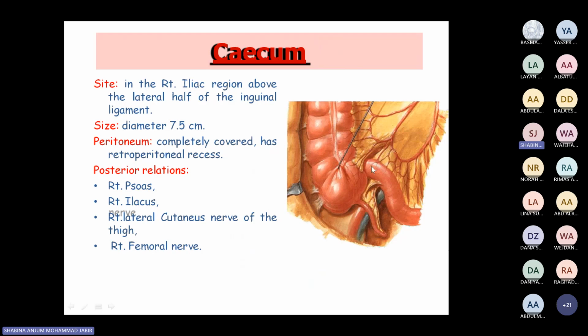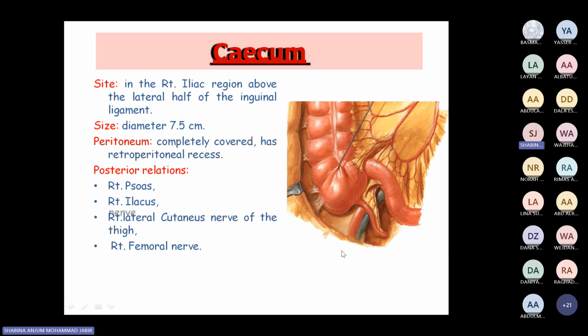Now we have another structure called the cecum. What is the exact location of the cecum? It is in the right iliac fossa, above the lateral half of the inguinal ligament. Its diameter is about 7.5 centimeters. It is covered with peritoneum, and there is some space between the peritoneum and the abdominal wall, called the retrocecal recess.